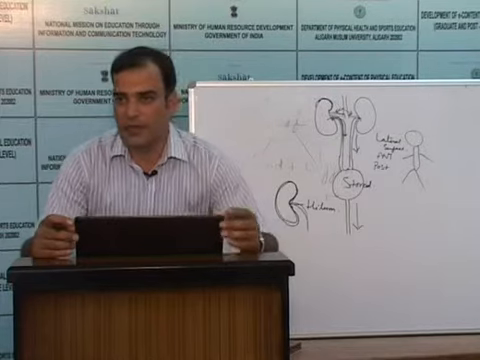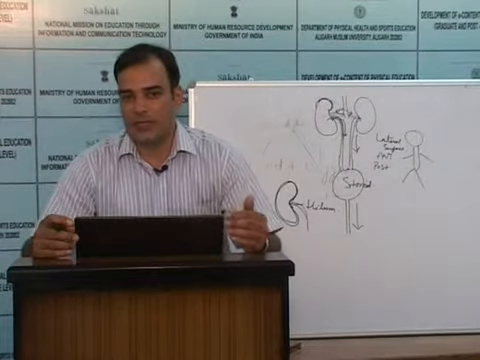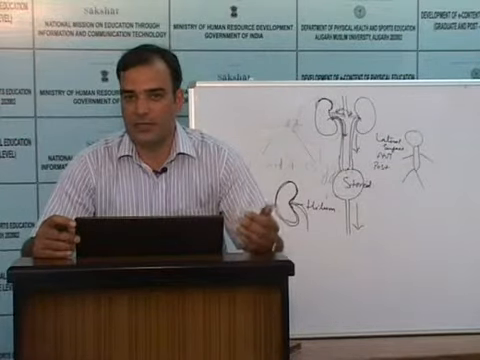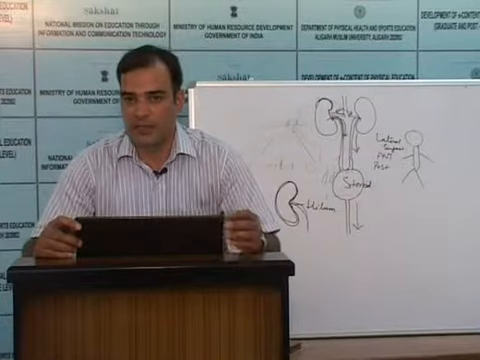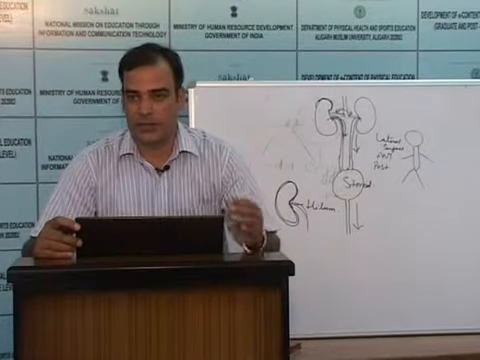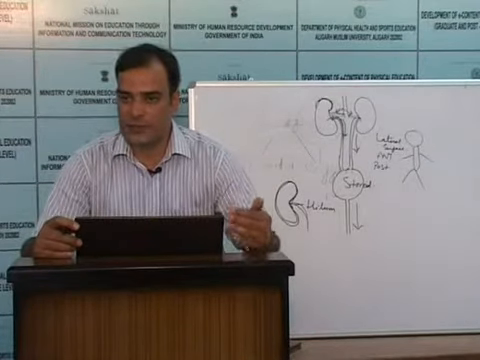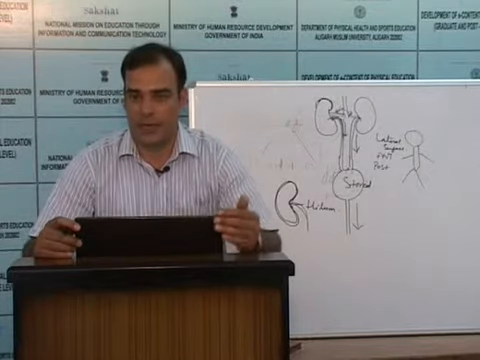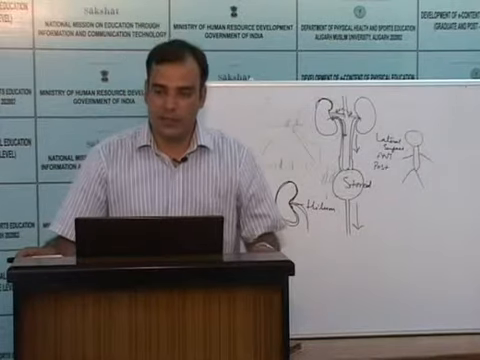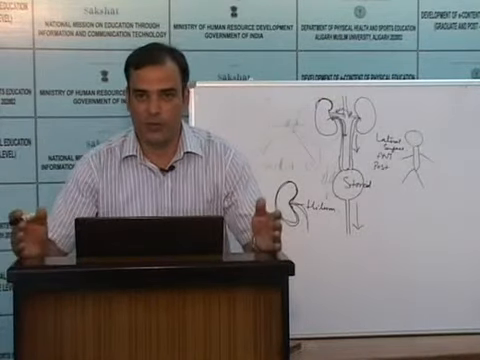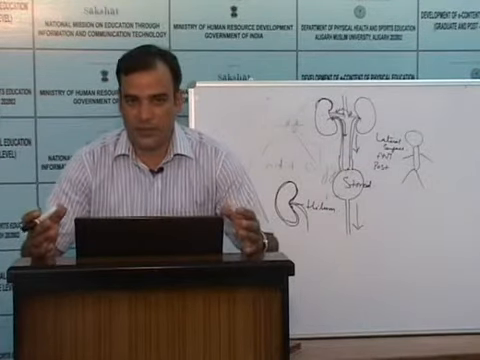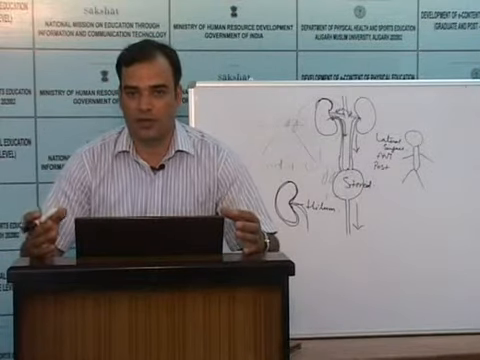Like in nervous system, neuron is the structural and functional unit. In muscles, muscle fiber is the structural and functional unit. Similarly, in kidneys, nephron is the structural and functional unit. So the functions that a kidney performs is basically due to the functions that a nephron performs. Each kidney has approximately 1 million nephrons. So in both the kidneys we will be having 2 million nephrons. So all these nephrons collectively perform the function of the kidneys.